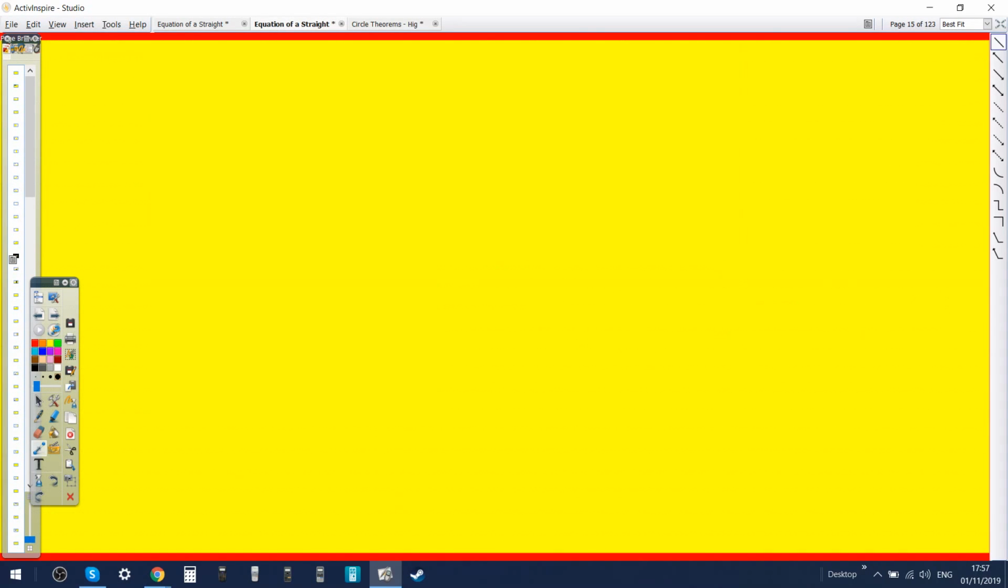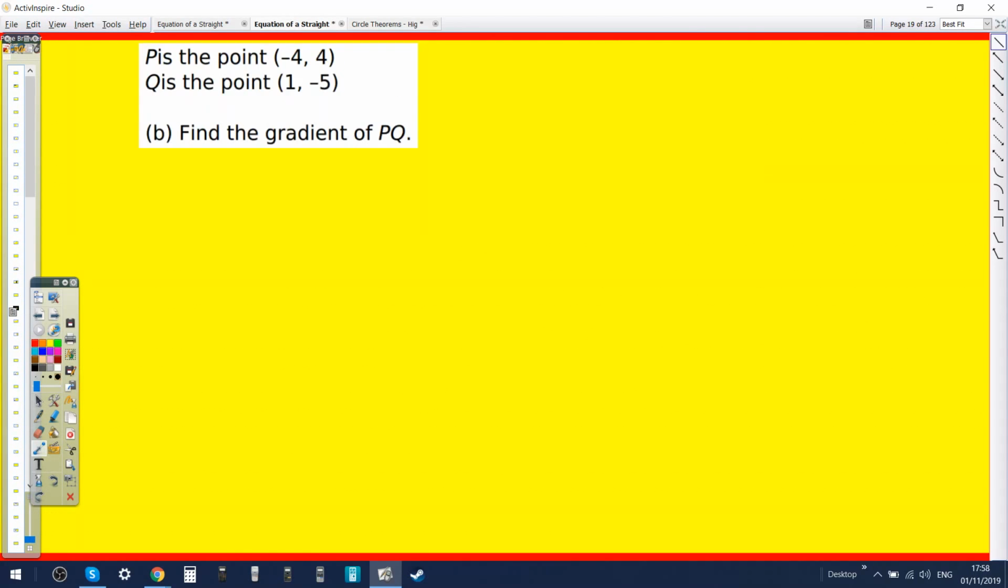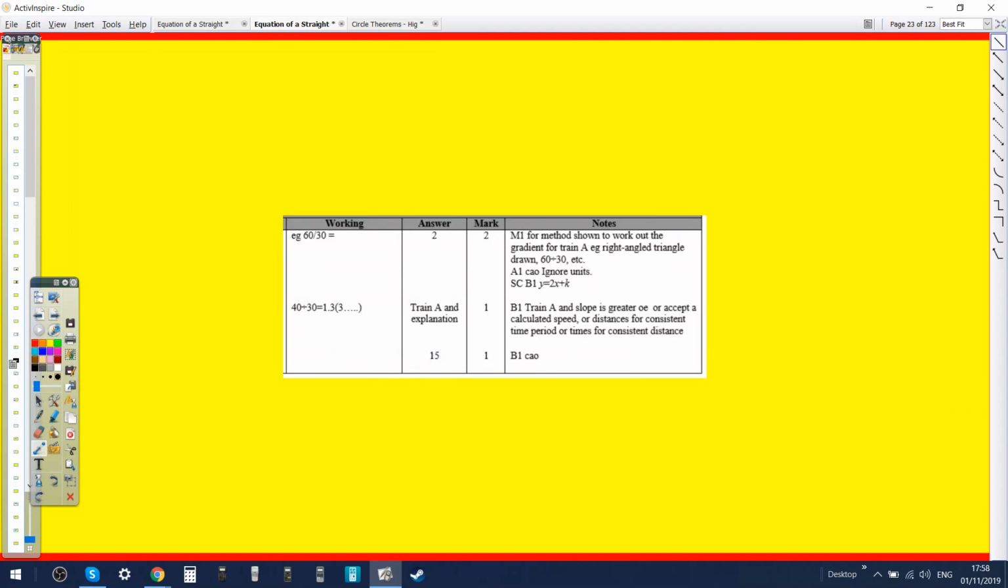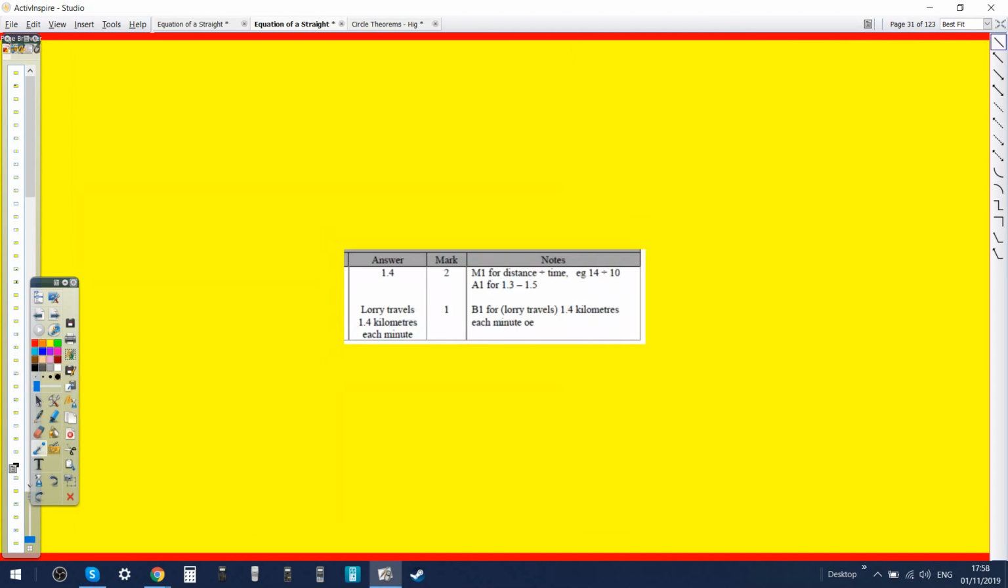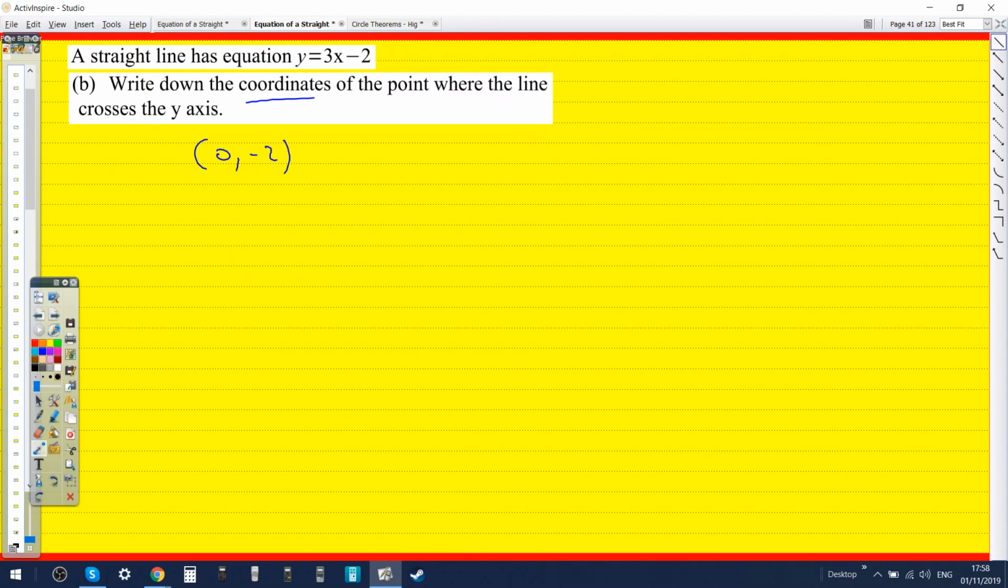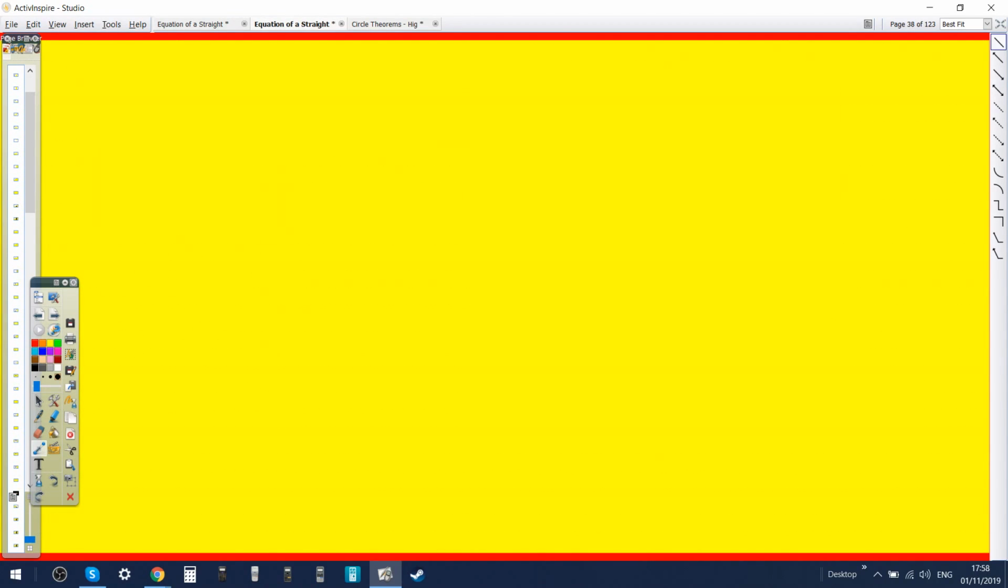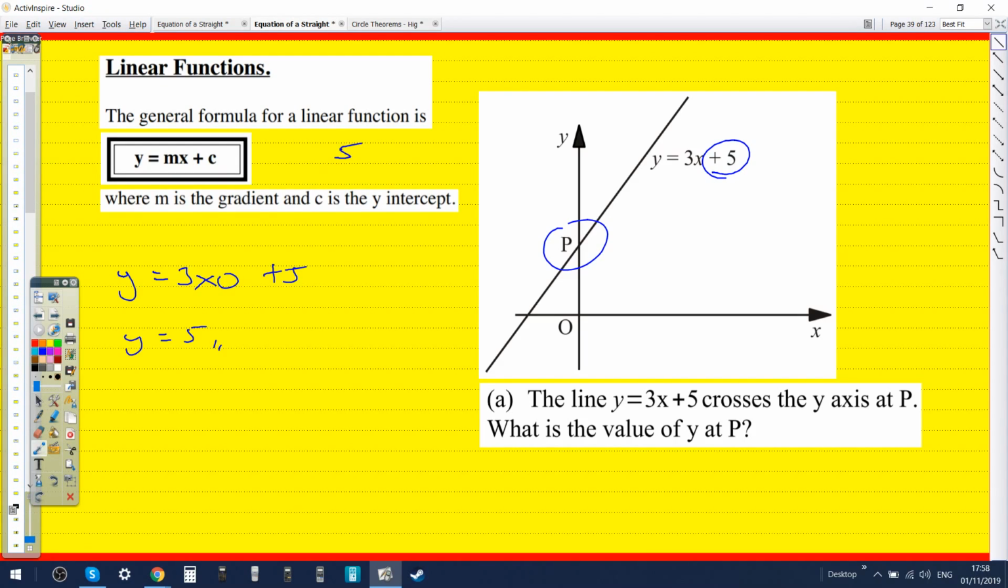How do you find the gradient of a line? So change in y over change in x. y2 minus y1 over x2 minus x1. Yeah. How do you find the intercept? It's the line crossing through the x or y axis. The y. What about, is the x-intercept a thing? No. Okay.